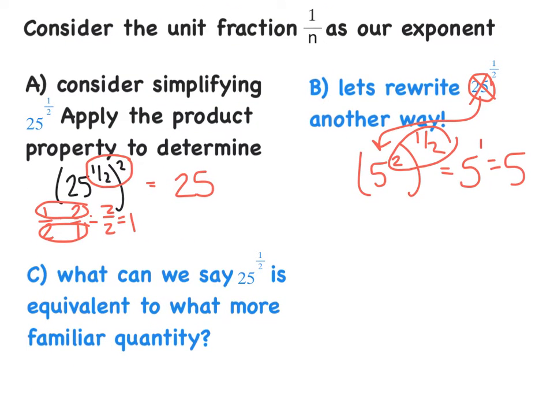So why did we do all this? Well, part C says, what can we say about 25 to the 1/2 is equivalent to what more familiar quantity? So let's go back and take a look at this. 25 to the 1/2 turned out just to be the number 5. Is that interesting? 25 to the 1/2 turns out to be just the number 5. What could you say that's equivalent to? Well, I think a more familiar quantity would be saying that's really the square root of 25.